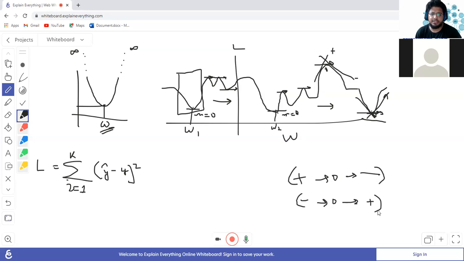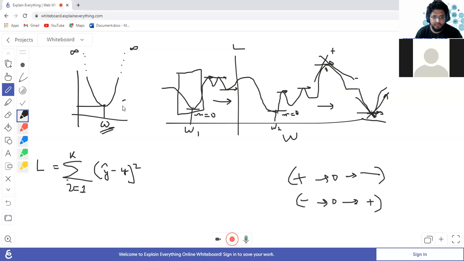We are not so much interested in the maxima point, but we need to know it is a maxima point so that we don't stop our algorithm over there. We don't say that we have converged, because maxima is something which is the maximum loss. We don't want to actually converge there. Okay. So there are two types of functions called convex and non-convex functions.